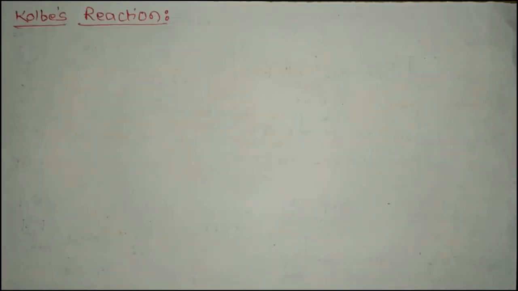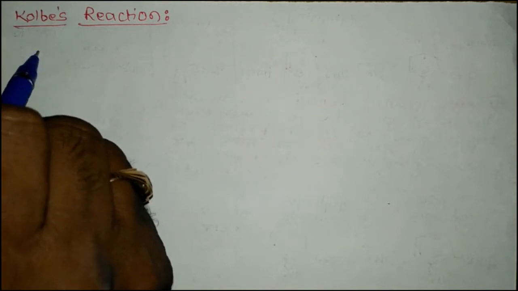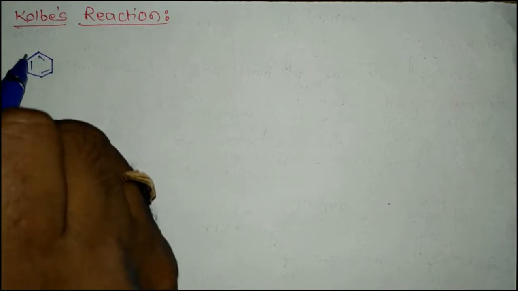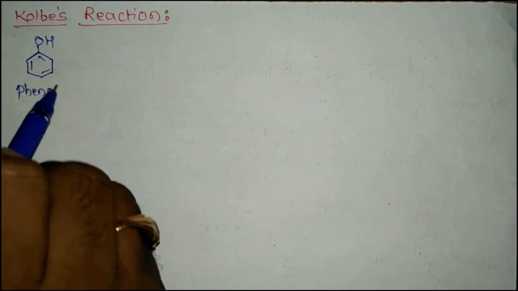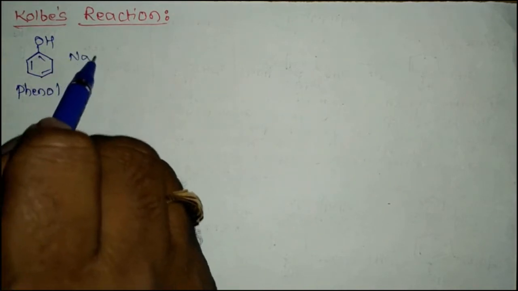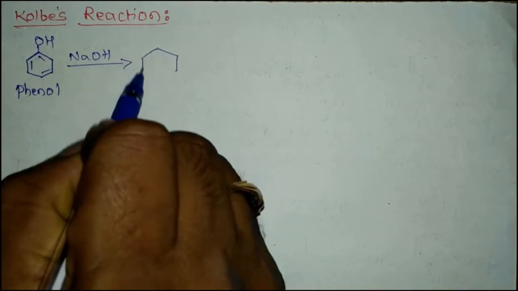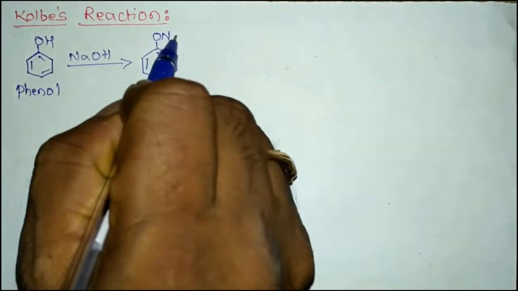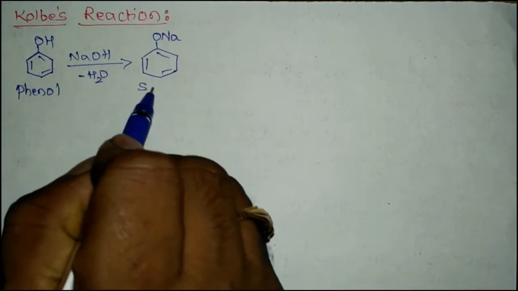Now we'll discuss Kolbe's reaction. When sodium phenate is heated with CO2, first we'll write how sodium phenate is formed. Phenol is treated with sodium hydroxide solution, and you are going to get sodium phenate, ONa, minus H2O. This is sodium phenate.